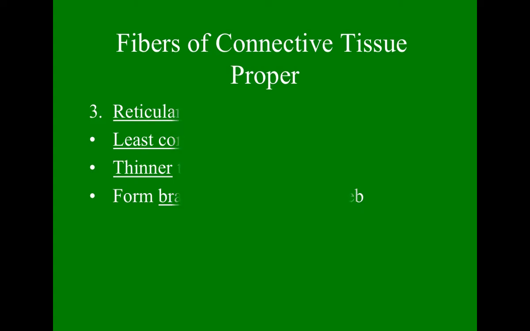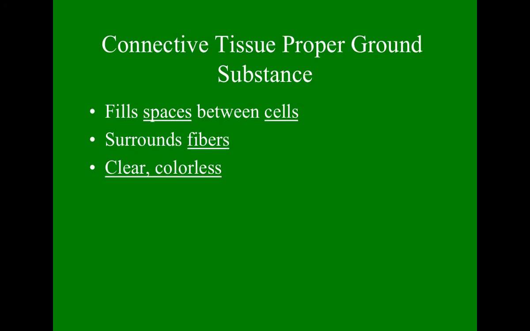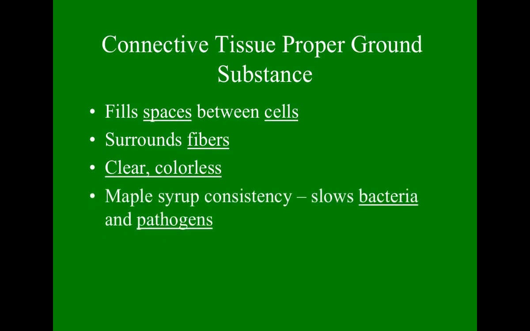Now within connective tissue proper, so we've talked about the cells, now we've talked about the fibers, we need to talk about the ground substance. This ground substance is actually what fills the spaces between the cells and surrounds the fibers. The ground substance in connective tissue proper is clear and colorless, but it has a thicker consistency than water. It's more like a maple syrup. This is important for slowing the bacteria and pathogen movement into the tissue. It's kind of like the difference between swimming in water and swimming in caramel. You're actually going to swim a lot faster, obviously, in a pool if it was filled with water versus caramel.